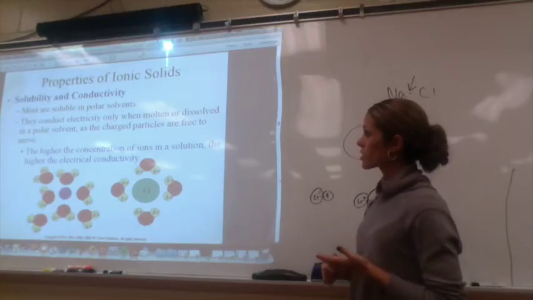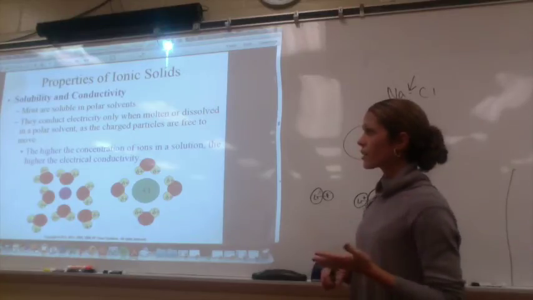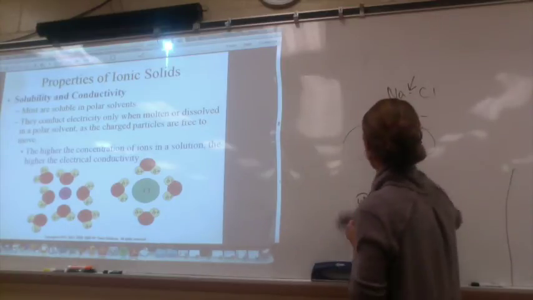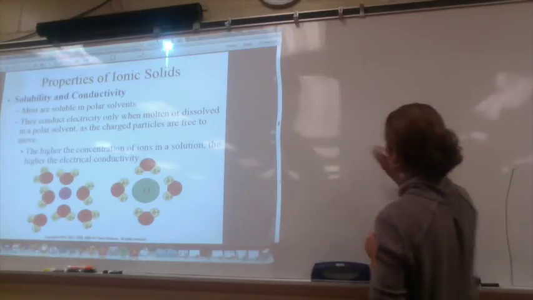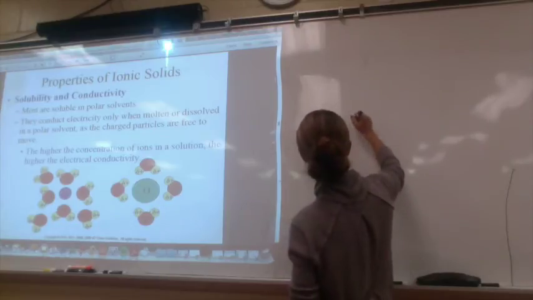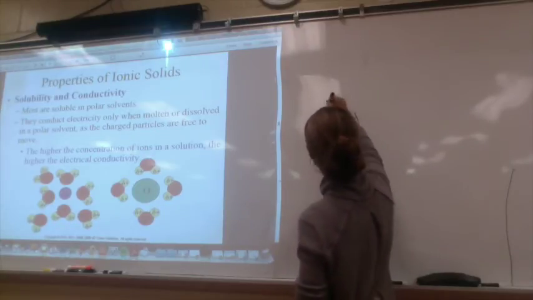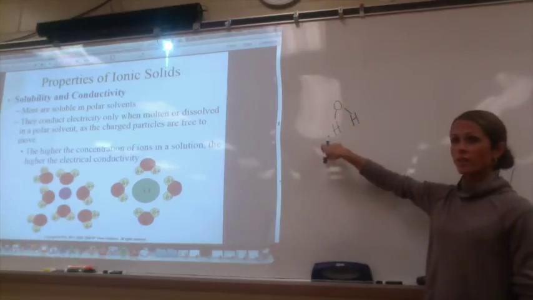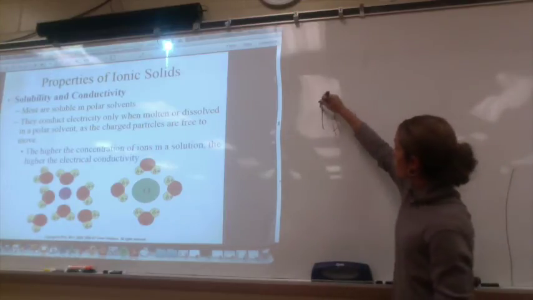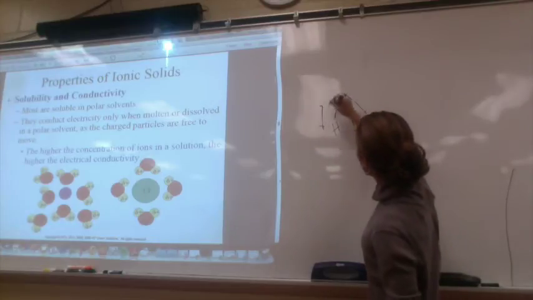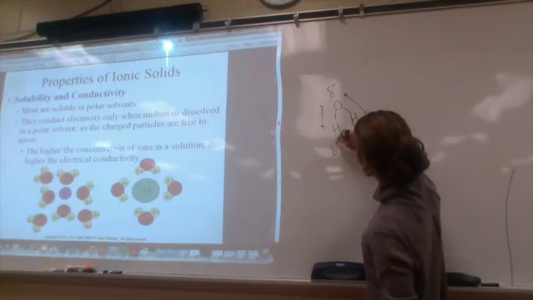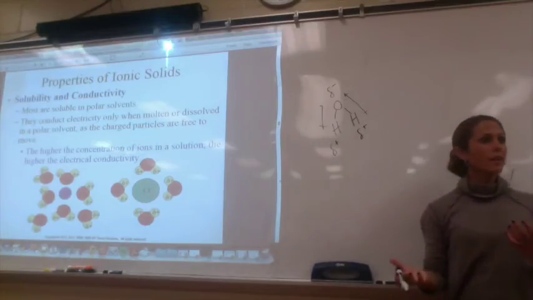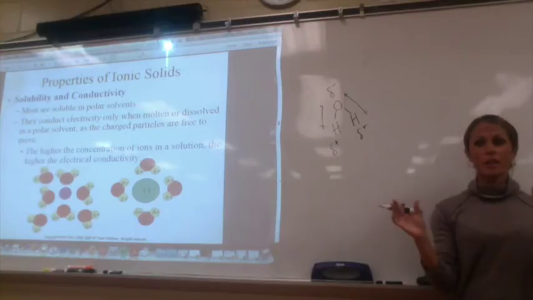The higher the concentration of ions in a solution, the higher the electrical conductivity. So this is how it works. You have a water molecule that is polar. So I have H2O. We know from electronegativity already that oxygen is more electronegative than hydrogen. So the electrons are going to pull in this direction, and this becomes slightly negative, and these ends become slightly positive. So water, even though it's not an ionic compound, creates a positive and negative end for itself.